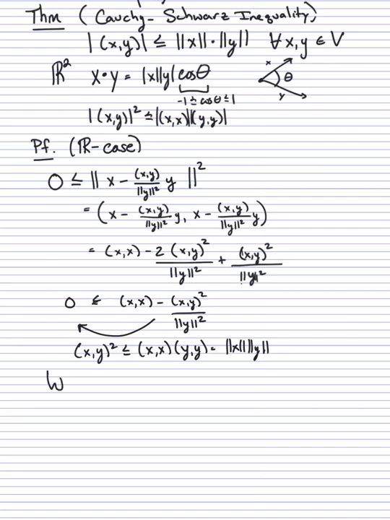So this begs the question: where does xy over the norm of y squared come from?